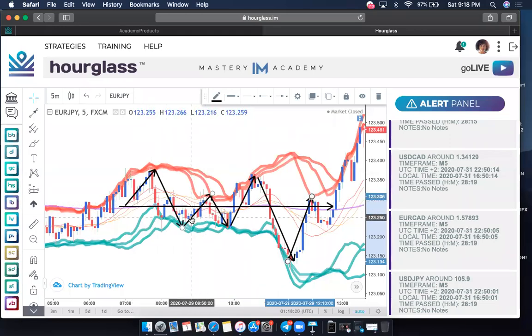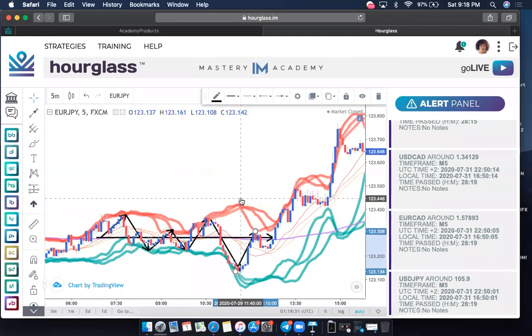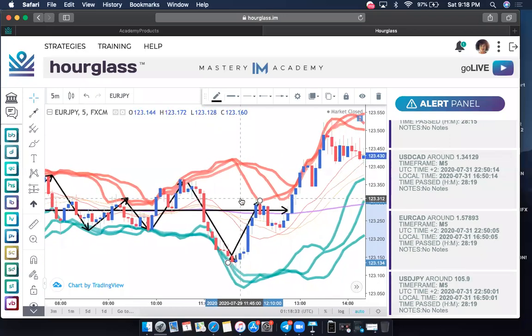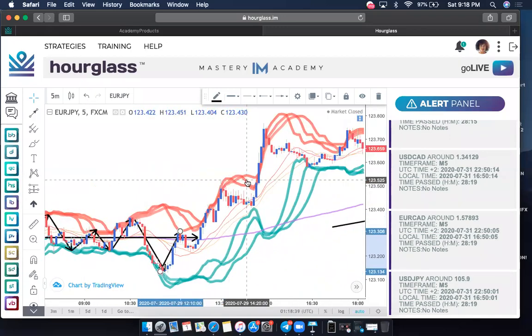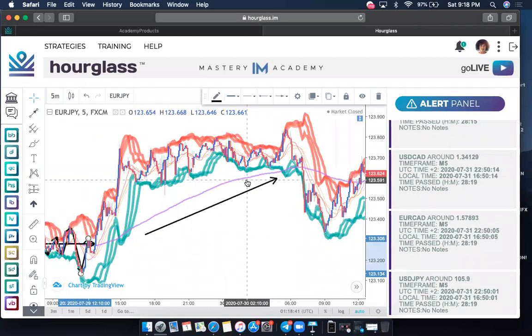Even myself, I don't like taking trades when the purple EMA line is in the middle of the Bollinger Bands. I do not take those trades, and if you do take those trades, you want to take them at a very low risk. So that is the purple EMA.